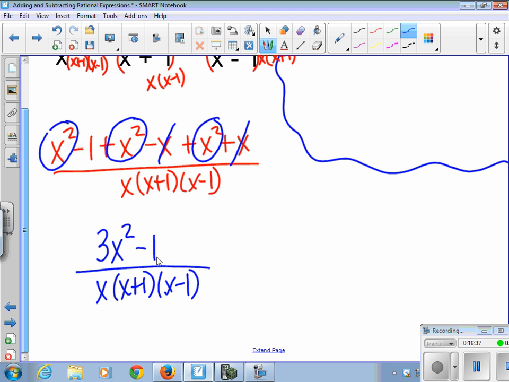And I cannot factor this any further. Okay, this is not a difference of two squares. 3 is not a perfect square. So this is going to be my final answer.